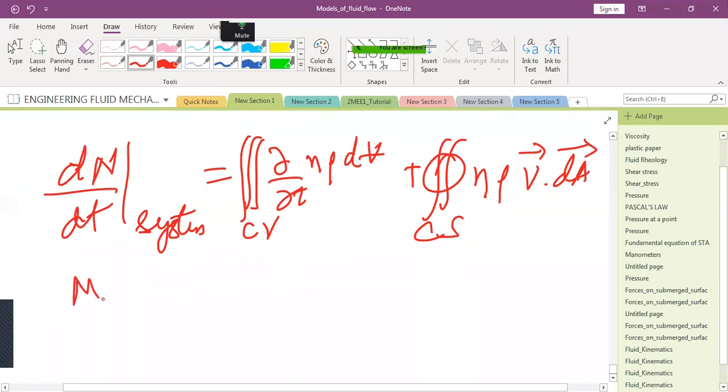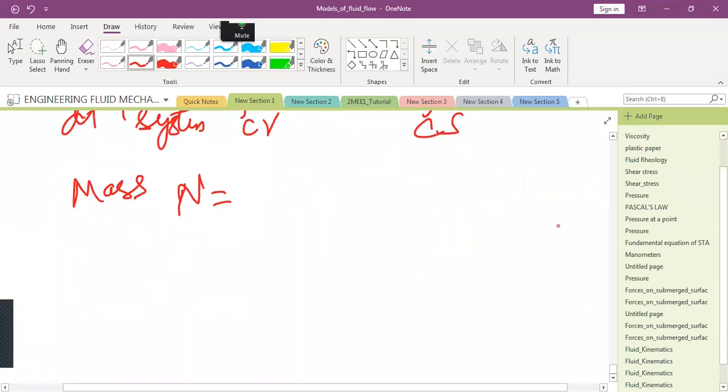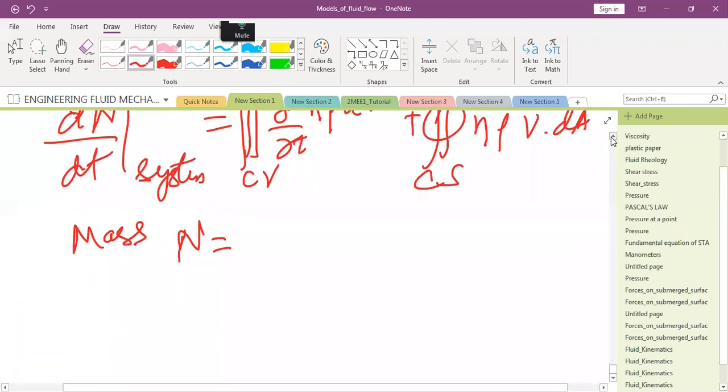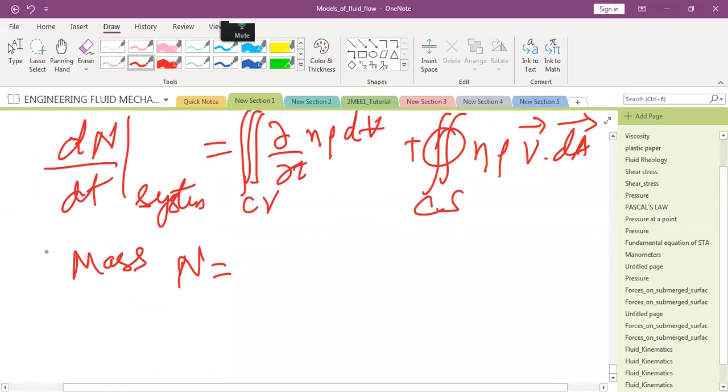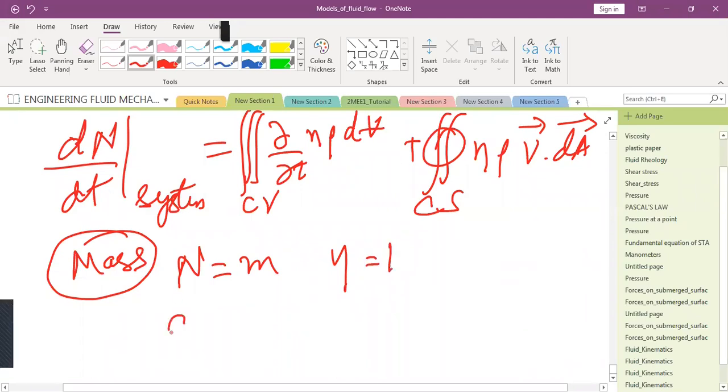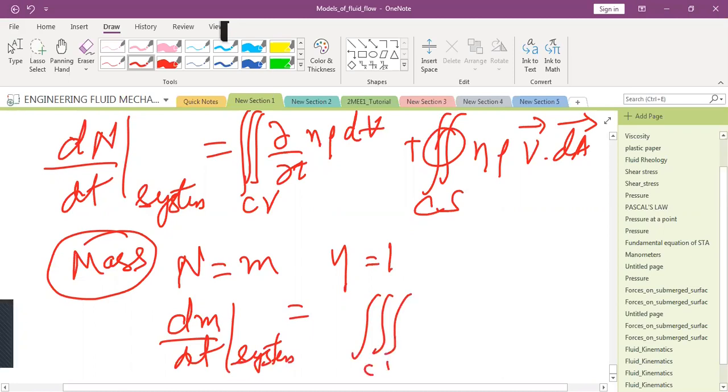Now for mass, what should n be equal to? What should I write n equal to if I want to apply it for mass? Small n? 1. So what do I get? dm/dt of the system is equal to the triple integral over the control volume of ∂/∂t, n becomes unity, so I'm only left with rho dV.